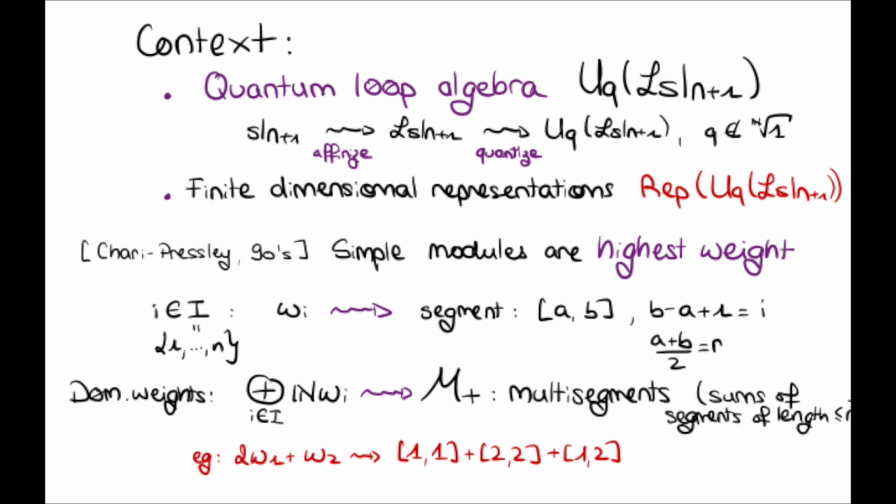So a dominant weight, instead of being a sum of fundamental weights, is going to be a multi-segment, so a sum of segments. So for example, instead of having this dominant weight 2 omega 1 plus omega 2, you can have the multi-segment [1,1] plus [2,2] plus [1,2], so of length 1, 1, and 2.